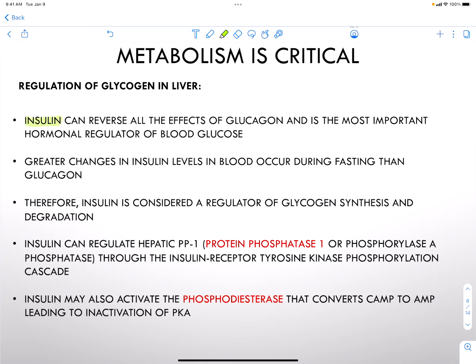Insulin is going to regulate hepatic protein phosphatase 1. This is also phosphorylase A phosphatase. This is through that tyrosine kinase receptor cascade. Insulin also activates the phosphodiesterase. This is going to convert cyclic AMP to AMP, and this leads to inactivation of PKA.